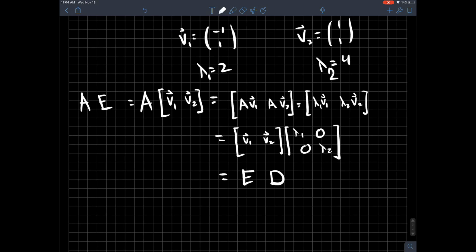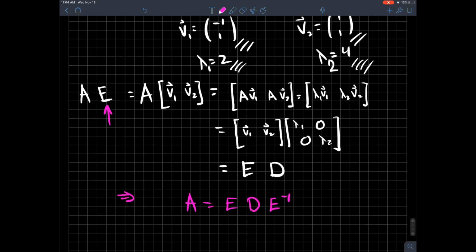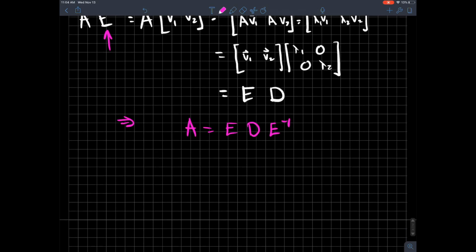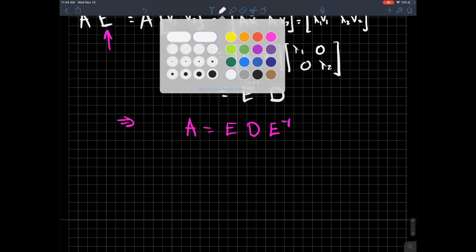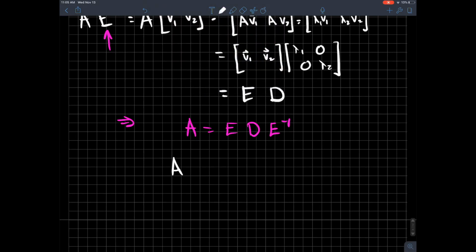Since these two eigenvectors correspond to different eigenvalues, we know they're linearly independent. Therefore, E is invertible, and we can write A as E times D times E inverse. Now we can go ahead and plug it into the Taylor series. In order to do that, we're going to need A to the K.